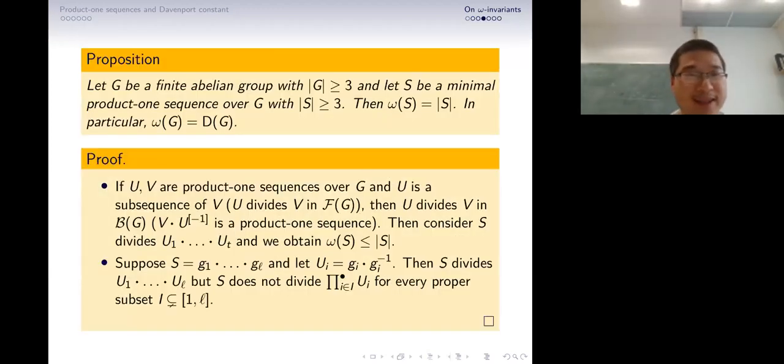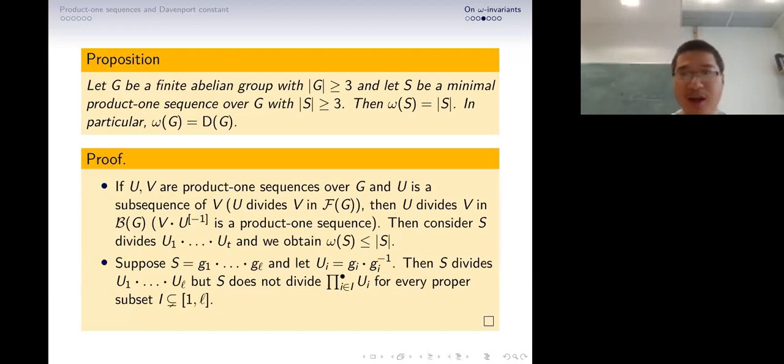Okay, next we consider if G is a finite abelian group, where we demand that the order is larger than or equal to 3. If the order of G is 2, we know that the omega invariant is 1, which is strictly smaller than the Davenport constant. But if the order of the group is larger than or equal to 3, we obtain that the omega invariant of G equals the Davenport constant of G.